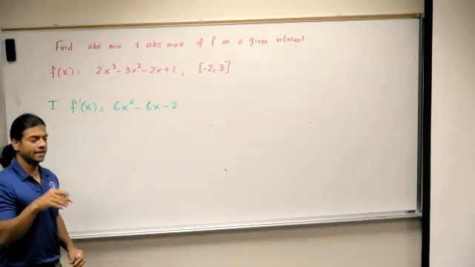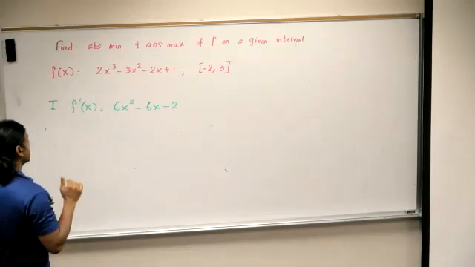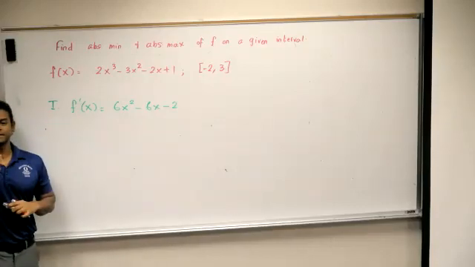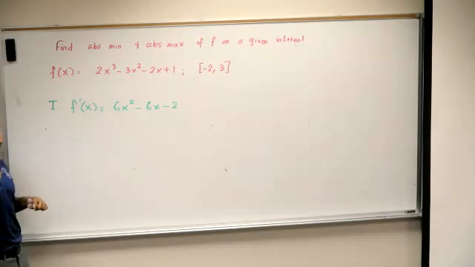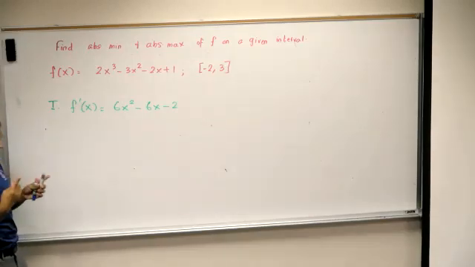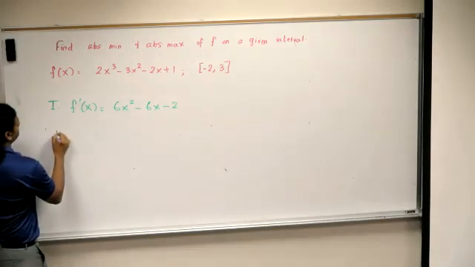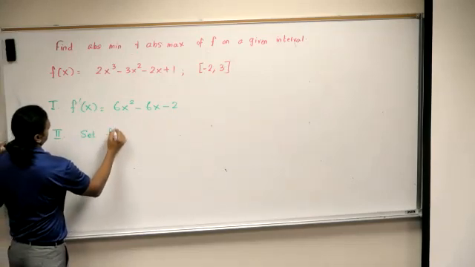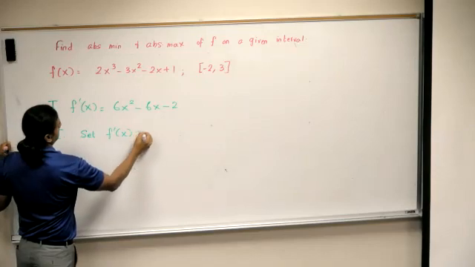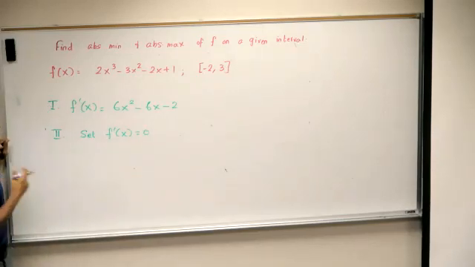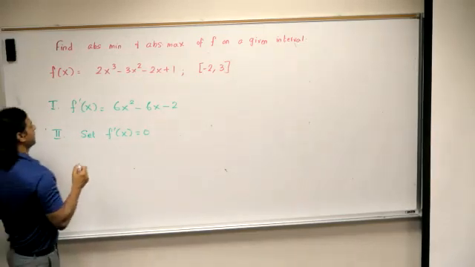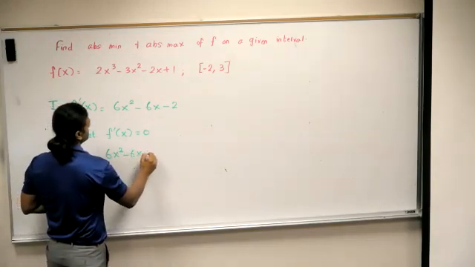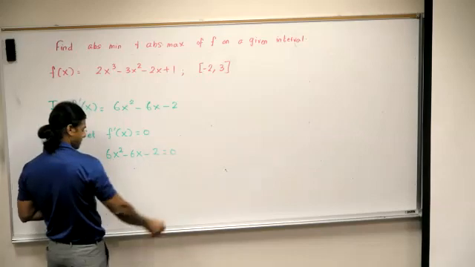What is the second step? We have to find a critical number. A critical number or a critical value is a place where the derivative is either 0 or it doesn't exist. So I'm going to set the derivative equal to 0: 6x squared minus 6x minus 2 equals 0.